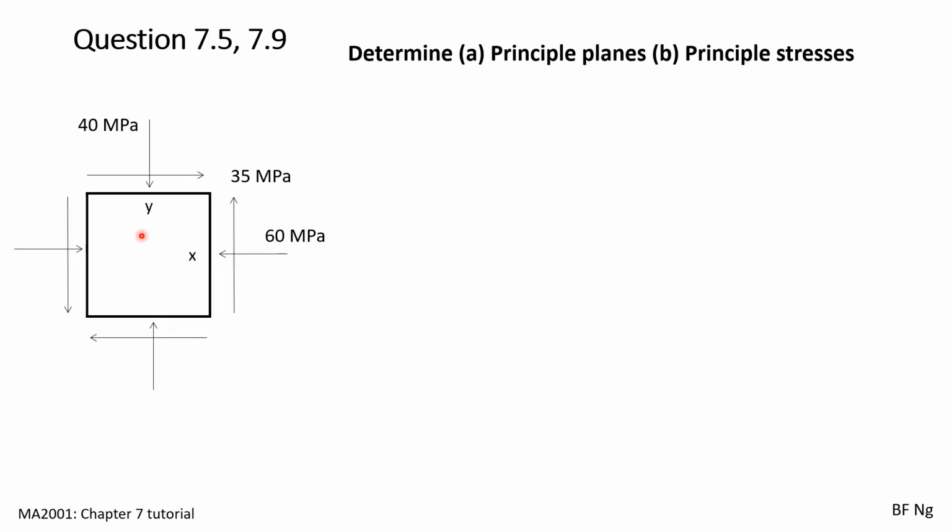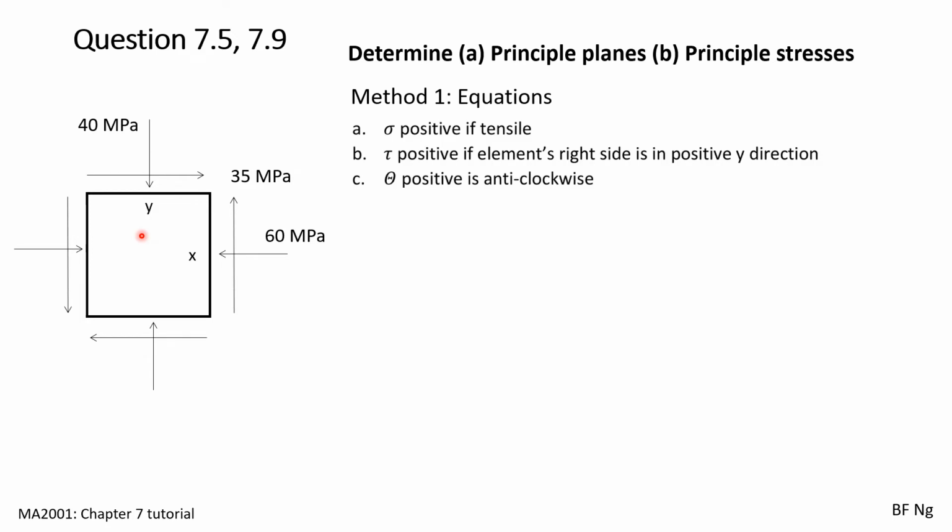First, we will solve it using equations. For equations, these are the conventions we discussed earlier. On the x face that you see over here, the normal stress is compressive. As such, sigma x is equal to negative 60.